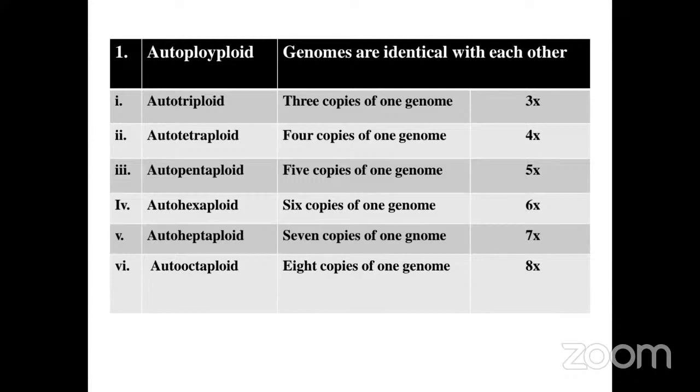Suppose x is the basic chromosome number; we can call it the monoploid x. Then 2x, 3x, 4x means how many times that genome is present. That is because of genome duplication, which can happen during the course of evolution.